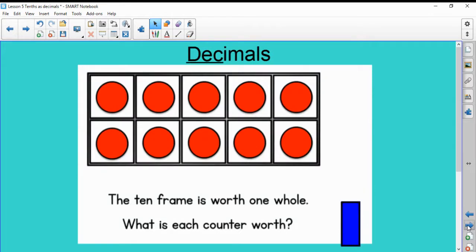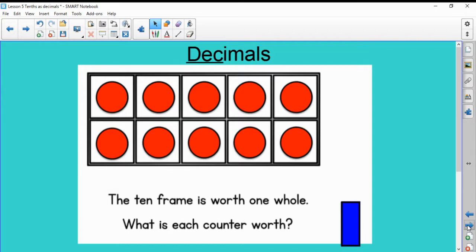Decimals. This word begins with DEC. Can you think of any more words that begin with DEC? Decagon. That's a shape with 10 sides. Decade. That means 10 years.